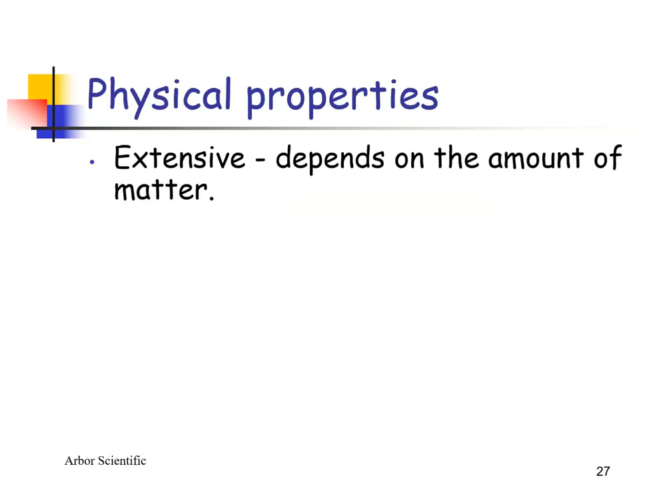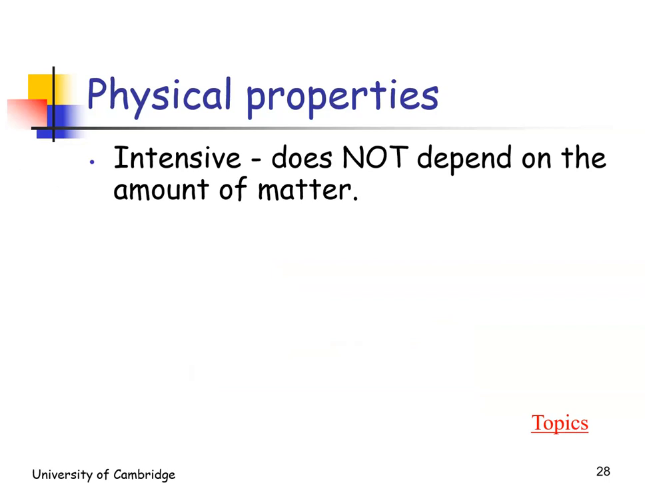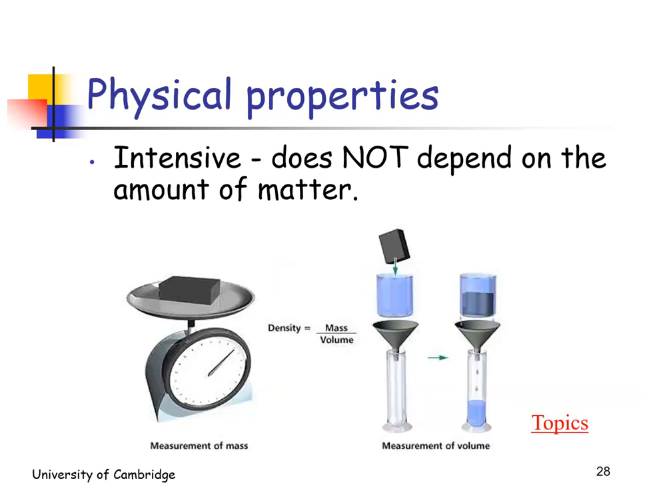All right, extensive properties depend on the amount of matter present. So the more of the matter, the more of the property. Mass and volume are examples of this, but an intensive property does not depend on the amount of the substance present. So density and color, those would be examples of properties that don't depend on how much of the substance you have.